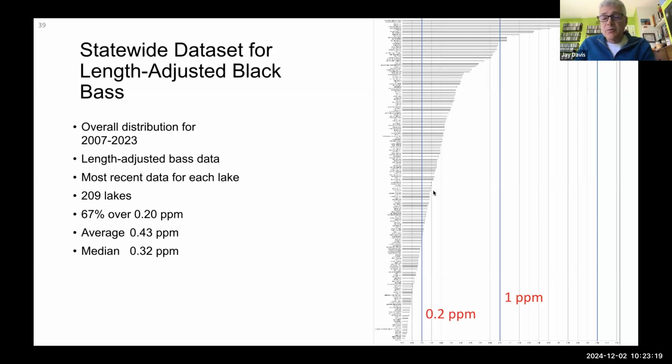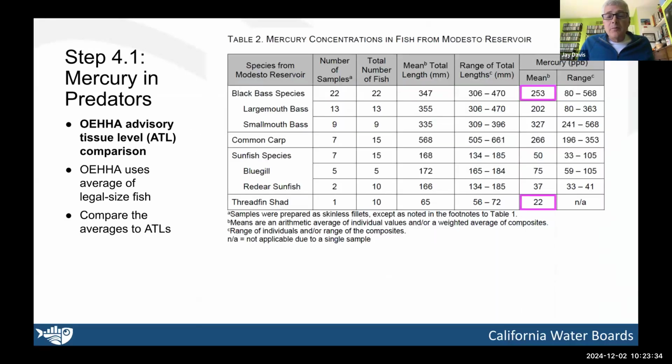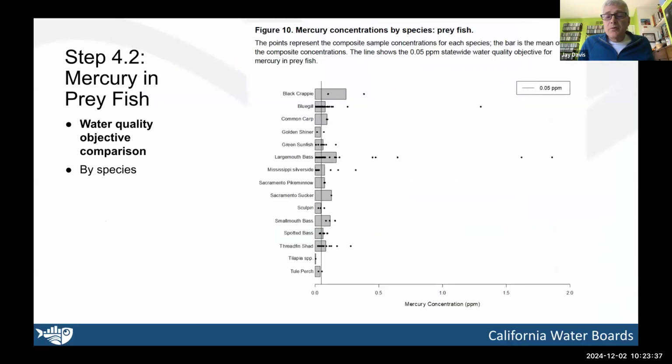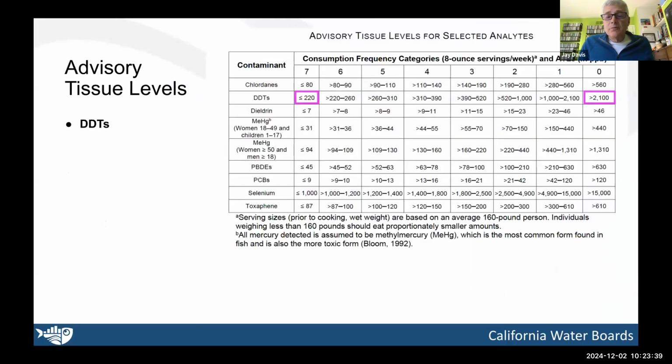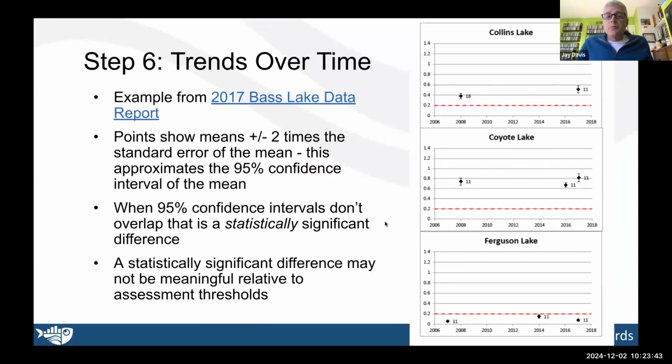And in addition to where it falls relative to the state objective or OEHHA thresholds. Okay, I'm going to actually jump ahead to something to illustrate a point about those confidence intervals. I'll come back to this later, but I just want to connect the dots here with what I was saying about the mean and the confidence intervals.